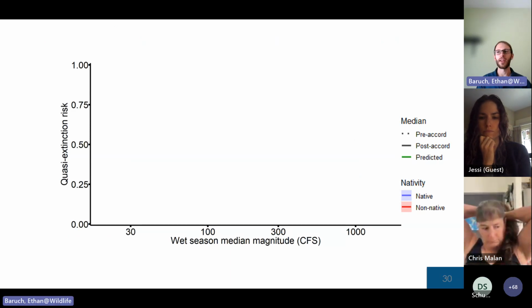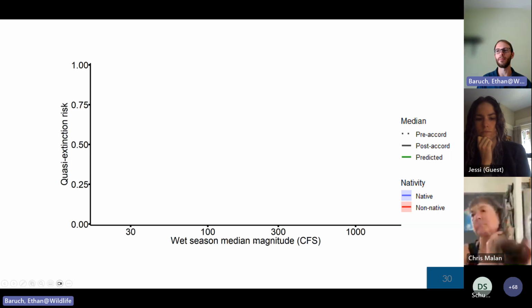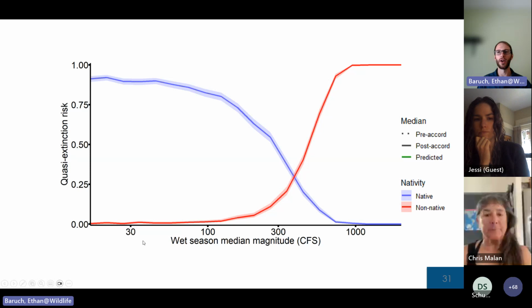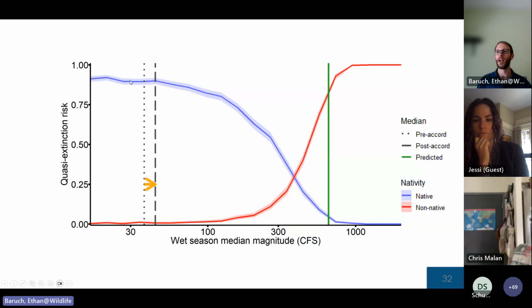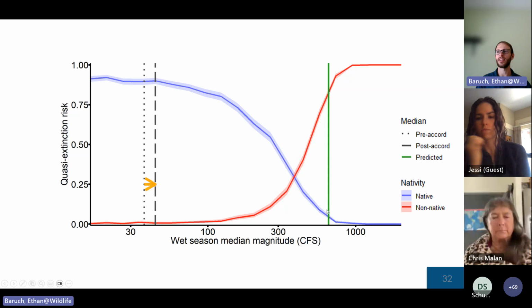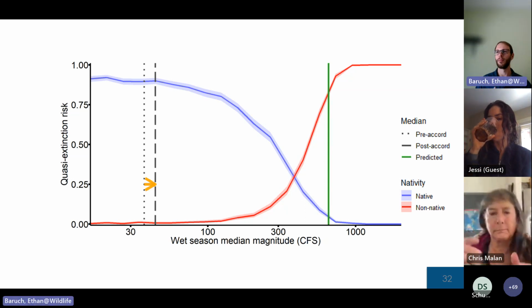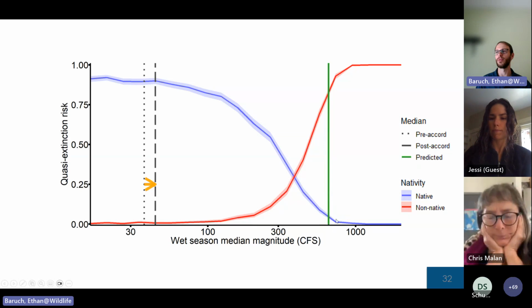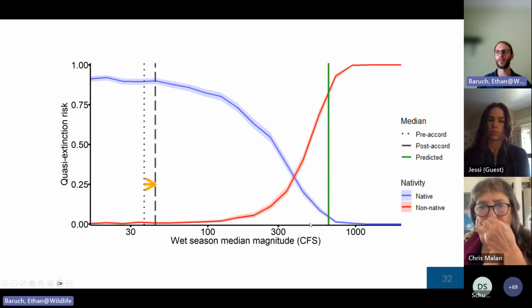So then following that, looking at the magnitude of the wet season, looking at median wet season magnitude, we see that lower flows in the wet season were generally associated with higher risk for the native fish community and lower risk for the non-native community. So here, the flow accord didn't really change the magnitude of the wet season particularly much, but what we see is similar to the last result. If we keep modeling, changing this model to look at scenarios that are closer to the predicted natural magnitude of the wet season, we see continued decreased risk for the native fish community and higher likelihood of declines in the non-native fish community.